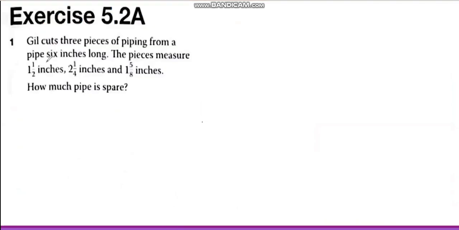In question number 1, it says Gil cuts 3 pieces of piping from a pipe 6 inches long. The pieces measure 1 1/2 inches, 2 1/4 inches, and 1 5/8 inches. How much pipe is spare?